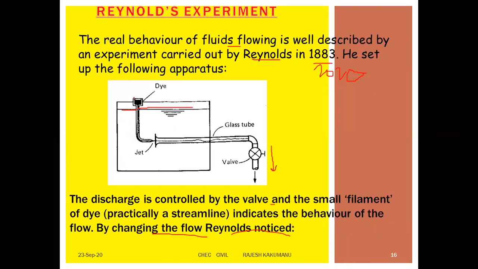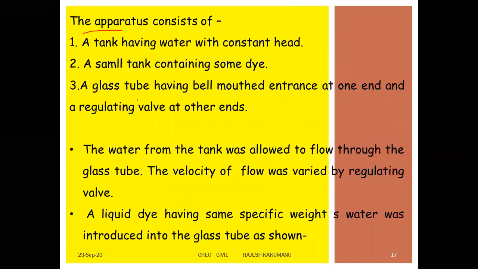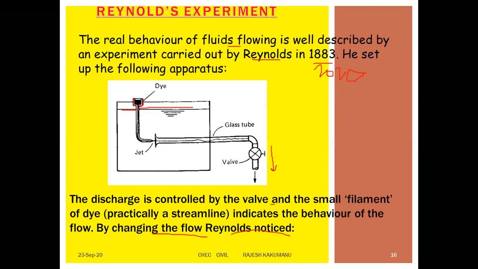Inside the tank there is another small setup where you have a dye. It may be red, blue, yellow, any color of dye. Next, a glass tube having a bell-mouthed entrance at one end and a regulating valve at the other end. You have a glass tube with a bell mouth opening, and the other end is bent with an elbow, with a valve opening at the other end outside the container.